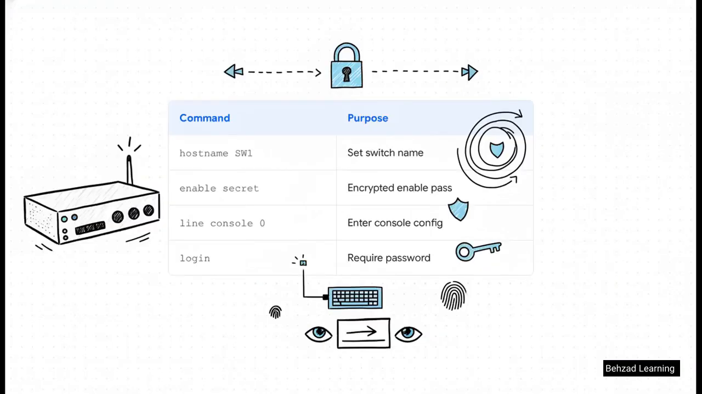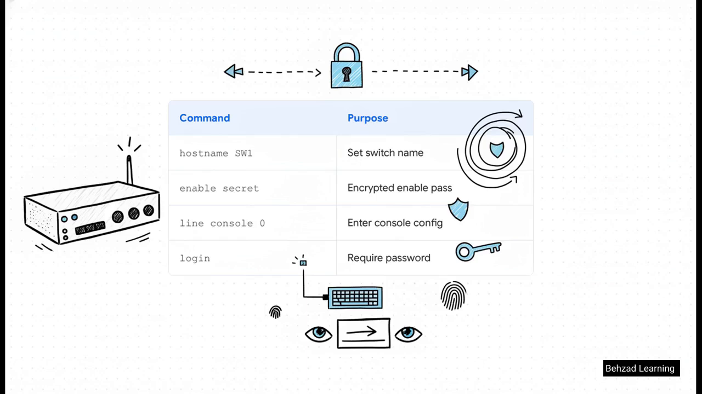We need to secure this physical connection immediately and give the switch a recognizable name. Let's execute your exact CLI workflow. First up, we type hostname SW1. The prompt immediately changes right there to reflect the new name. Next, we lock down privileged mode by typing enable secret love. Now, that word secret is absolutely vital here because it strongly encrypts the password right there in the configuration file.